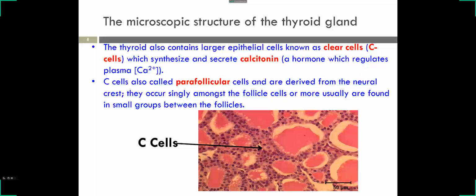You can recognize the fact that they're outside because of this term parafollicular. Para, in ancient Greek, means beside or next to, near, contrary to. So we have the follicle and the parafollicular cells.